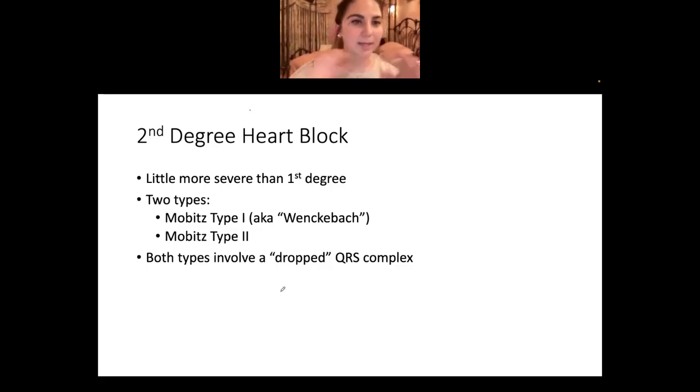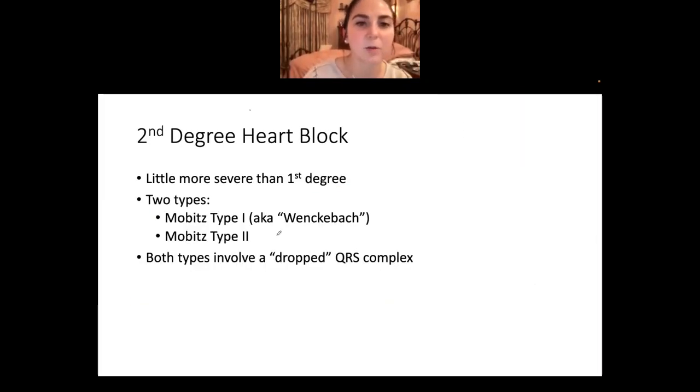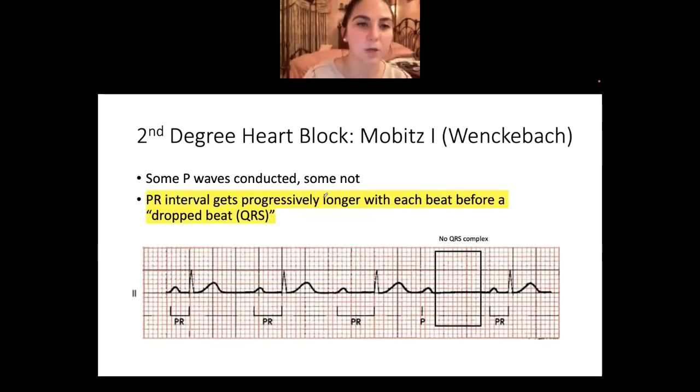So what makes it go from a first degree to a second degree is that with first degree heart block, all of the P waves are conducted. So every single P wave is followed by a QRS complex. With second degree, now there's some sort of droppage of a QRS complex.